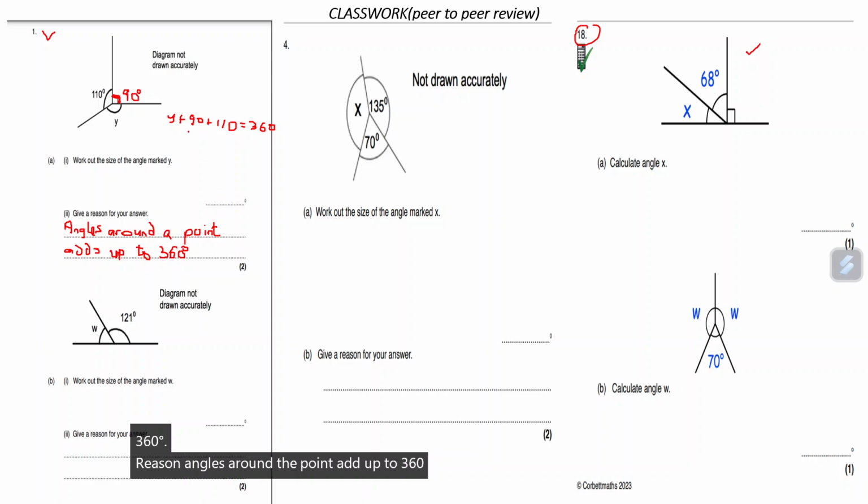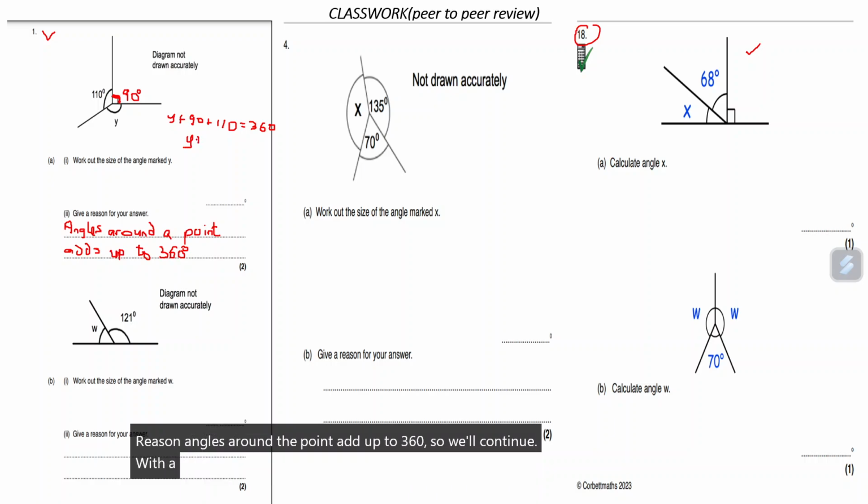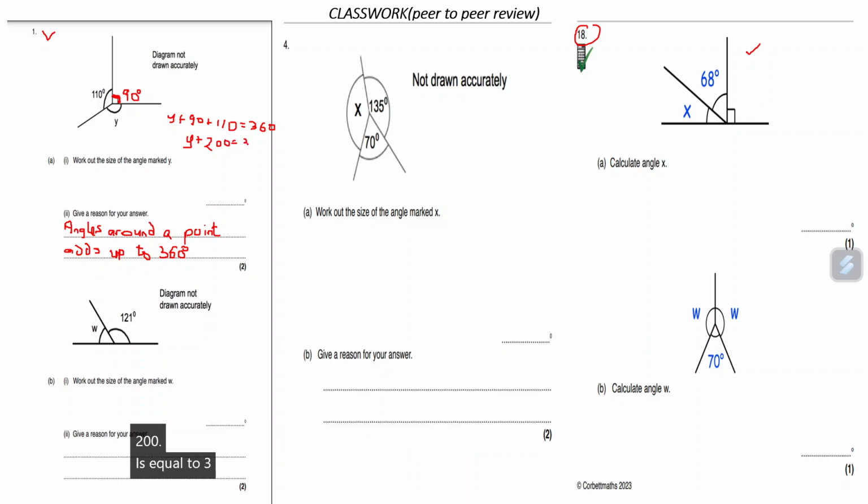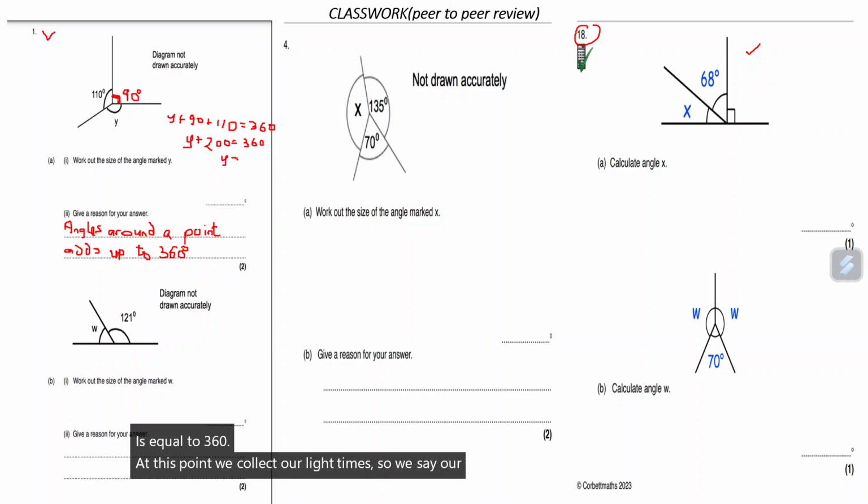So we'll continue with our calculation. So y plus 90 plus 110 should be 200. 200 is equal to 360. At this point, we collect our like terms. So we'll say our y is equal to 360.